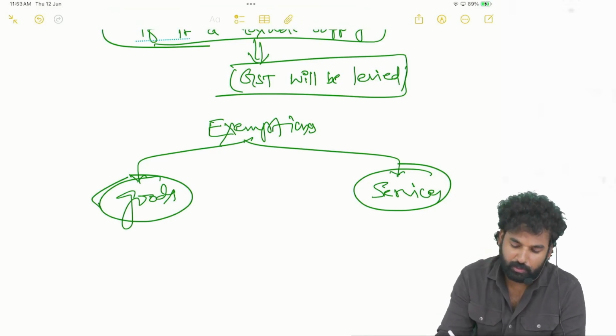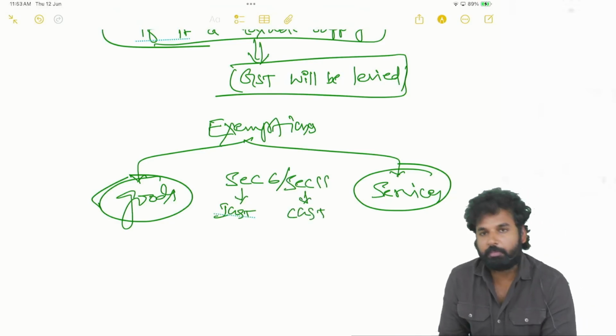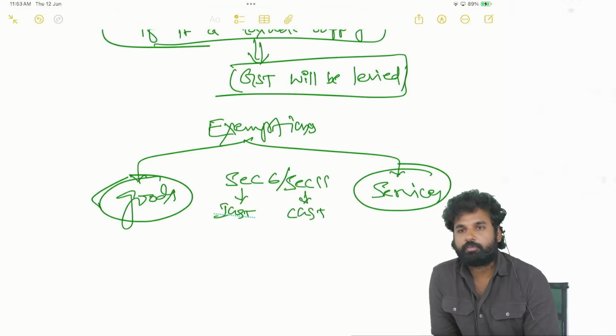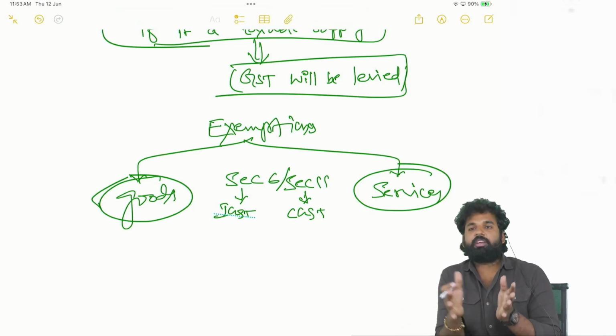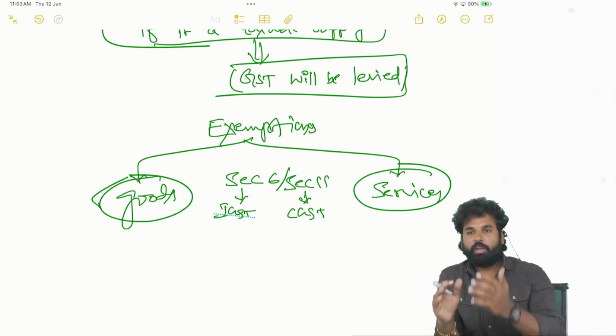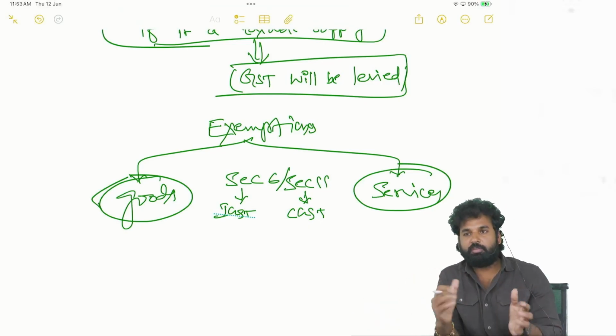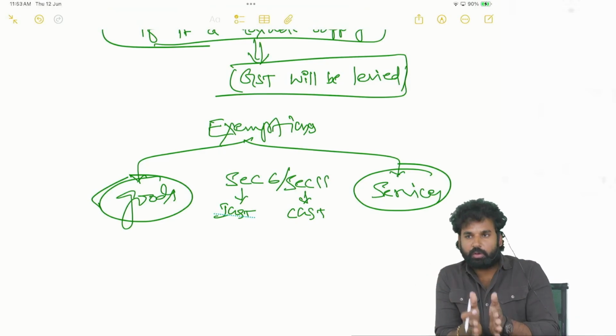So which is the power of the government, central government? Section 6 of the IGST Act and section 11 of the CGST Act give the central government the power to grant exemption on particular goods and particular services. If the council is recommending that these products or services shall be exempted because these are very much essential to the public, in the interest of the public, then on the recommendations of the GST council meeting, the government may consider the recommendation and grant exemption.